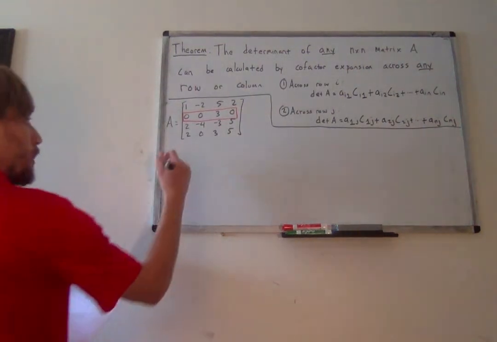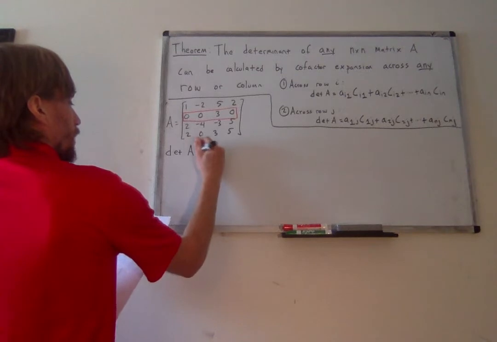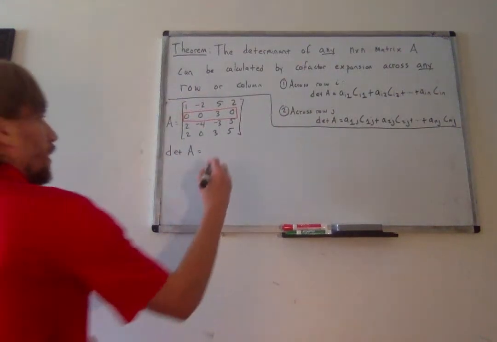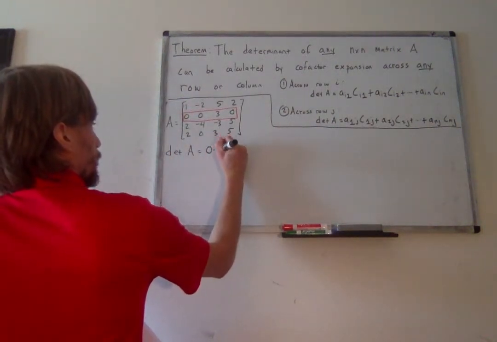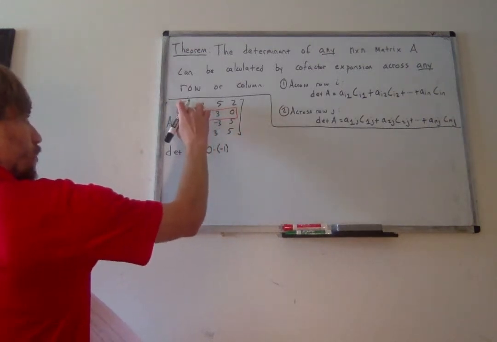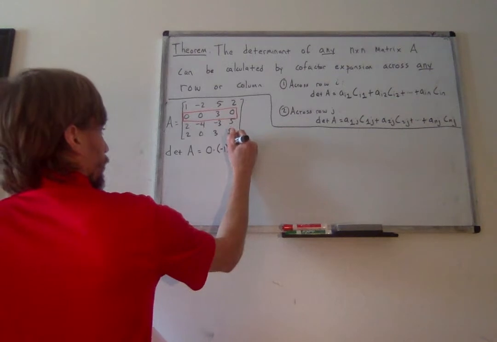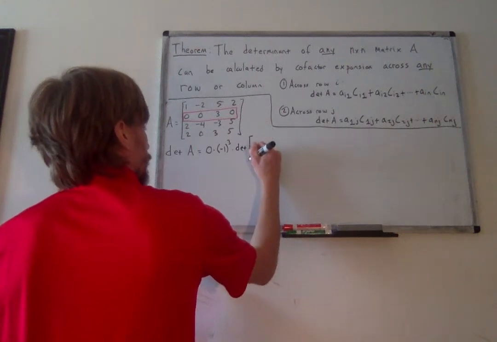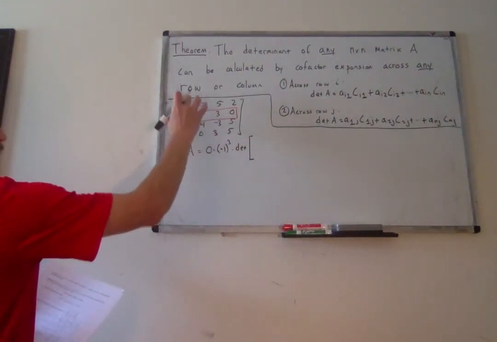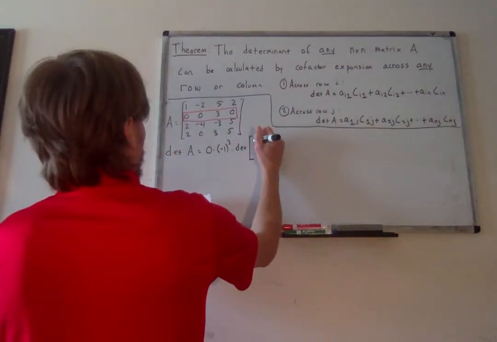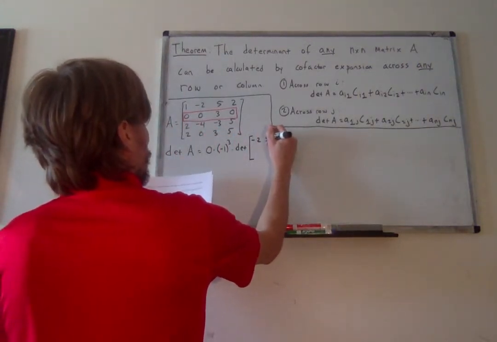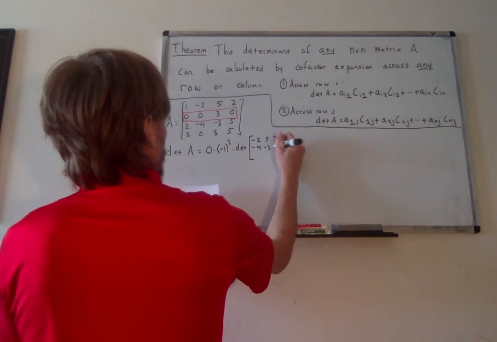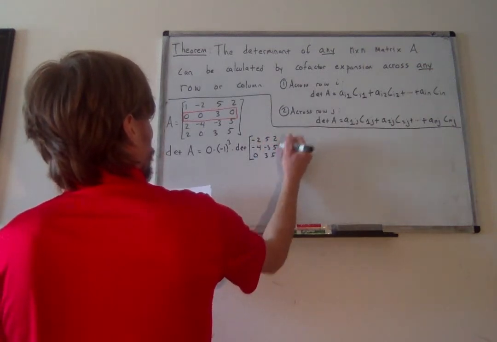So using cofactor expansion, I can write the determinant of A. If I'm expanding across row 2 by this definition, I'm going to multiply 0 times (-1) to the, well, column 1, row 2, so (-1) to the 3, times the determinant of the submatrix. 0 is in the first column, second row, so I want to delete the first column and second row, and I get the following submatrix: -2, 5, 2, -4, -3, 5, 0, 3, 5.